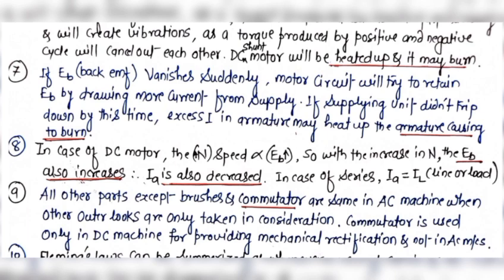So, with an increase in speed, the EB also increases. Therefore, armature current is decreased. In case of a series motor, armature current is equal to line or load current.